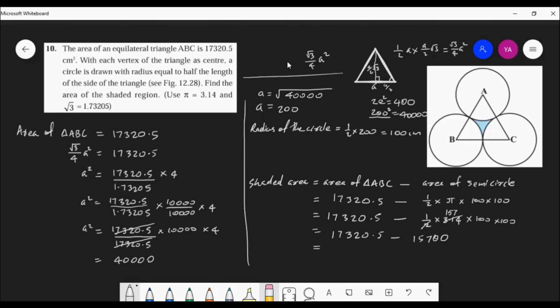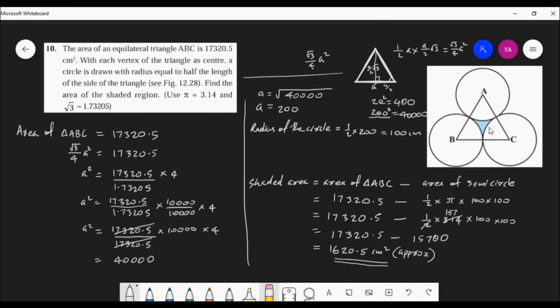Subtract this. What will we get? I think you can do that. You will get 1620.5 centimeter square. That will be the area of the shaded region. We have substituted the approximate value, so you can write approximate.